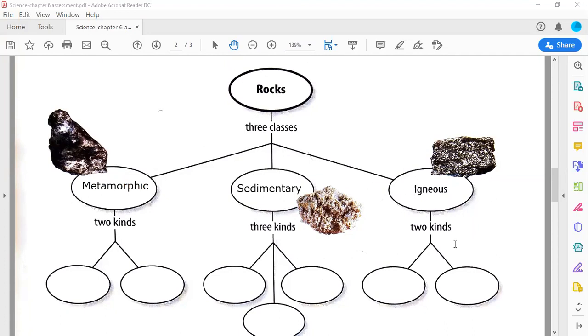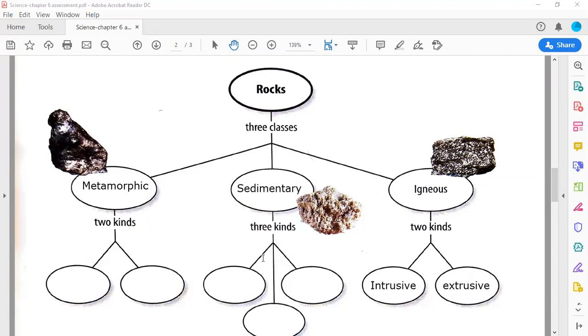Igneous has two types, or two kinds. What are those? Intrusive and extrusive. Very good. Intrusive. Oh my goodness, bad spelling. Sorry. Intrusive and extrusive, right? Give me 1 second. I'm kind of slow with the computer, especially when it comes to typing. Intrusive and extrusive.